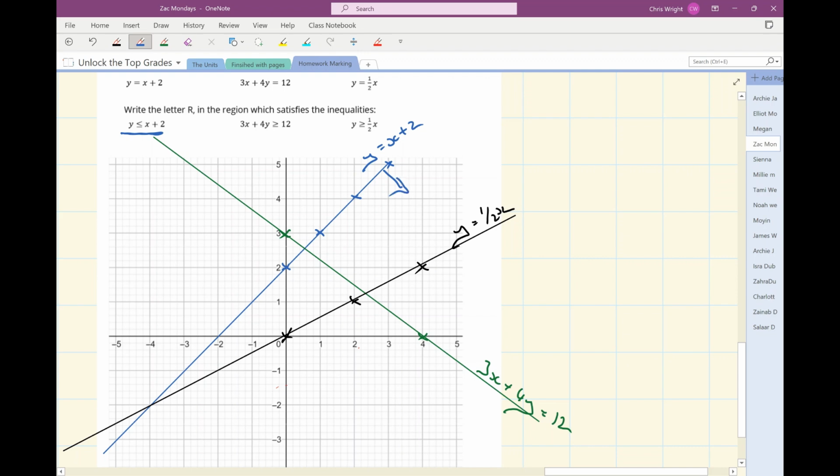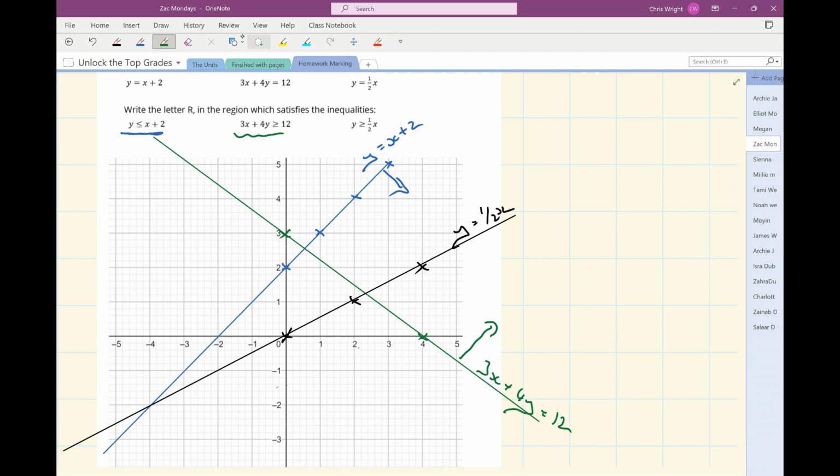Okay, let's have a look at the green now. 3x plus 4y has got to be greater than or equal to 12. Well, that means I'm going to want really high y's and really high x's. If when I do 3 times the x plus 4 times the y, I get more than 12, I'm going to be interested in the points which are above that line.